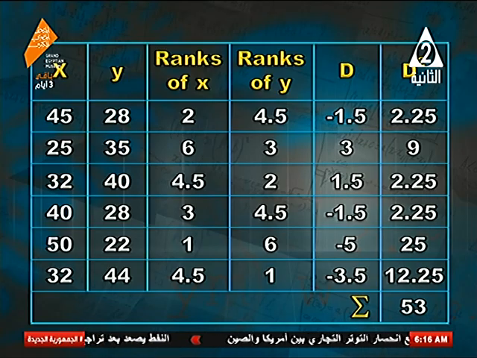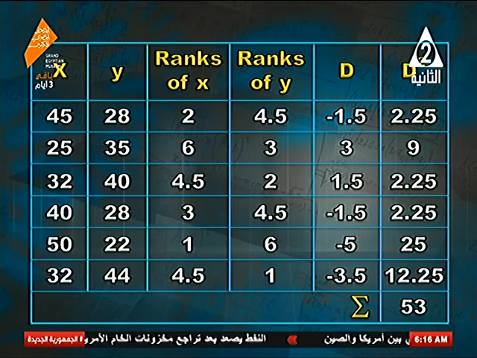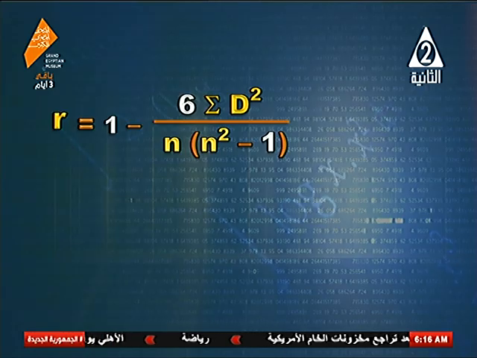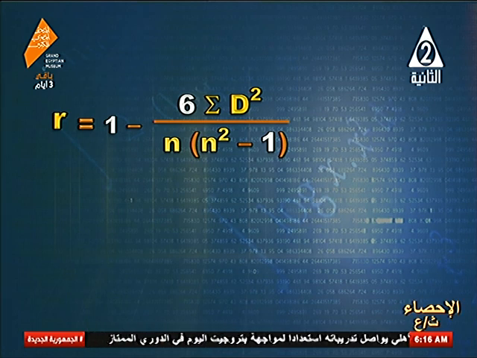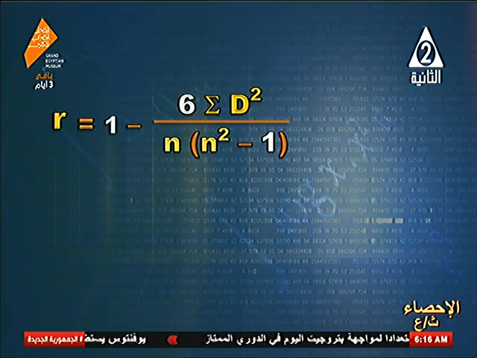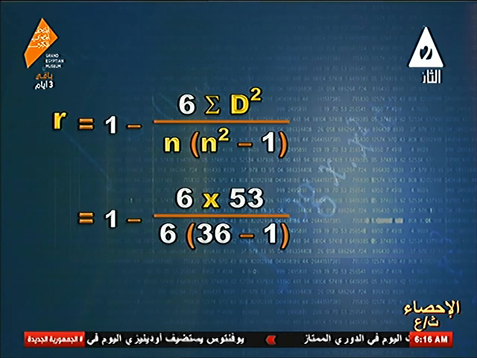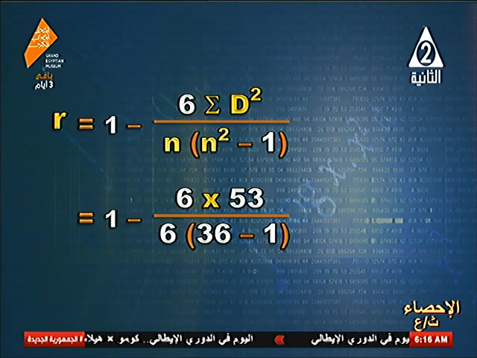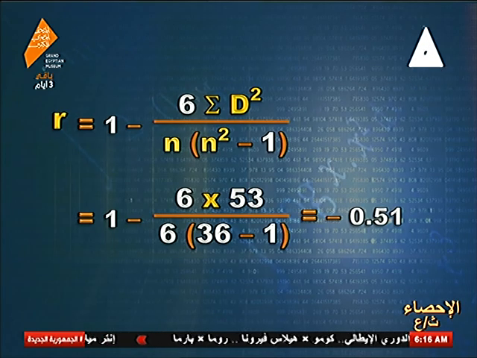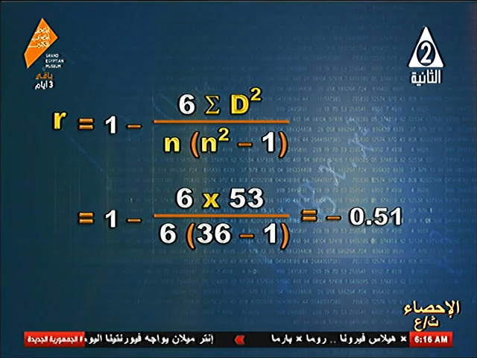Now we move to the rule. What is the rule? 1 minus the fraction. Don't forget, 1 minus the fraction, 6 times the summation of D square over N multiplied by N square minus 1. By substitution, D square sum equals 53 from the previous table, and N equals 6, N square is 6 square, 36, minus 1. The answer is negative 0.51.